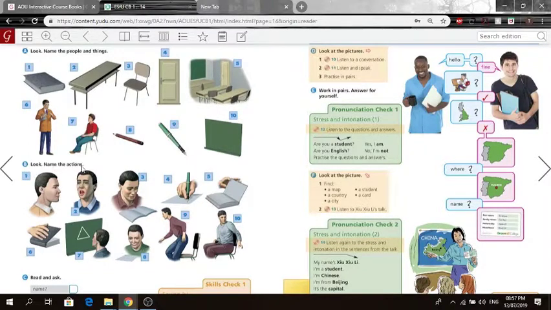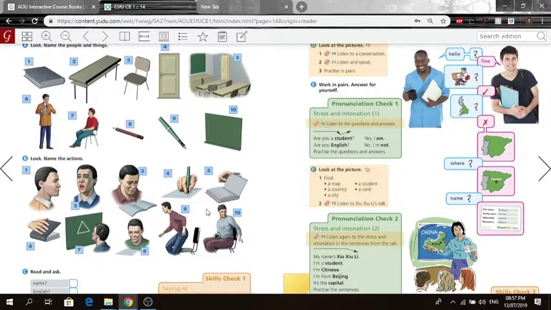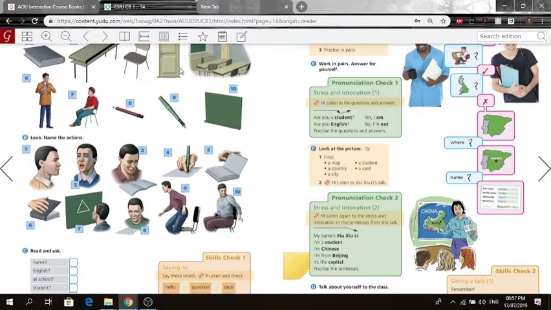B, look, name the actions. So now we're going to be naming the actions, okay? Here we were just naming the things and people, but here we're going to be naming the actions, what the people are doing in the picture, okay? So this lovely fella right here, he is listening, okay? So listening, speaking, reading, writing, opening, closing, drawing, and I'm not too sure what this guy's doing. Smiling slash staring? I think he might be thinking, okay? We'll take it as thinking. Okay.